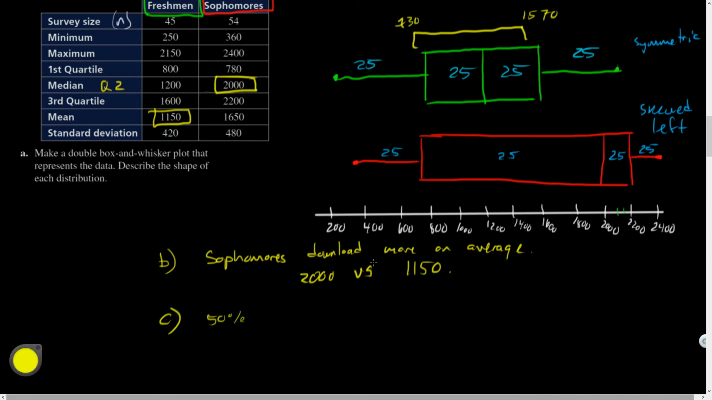So I would expect 50%. What if I asked you, so how many freshmen is that? How many people? Don't give me a percentage. Give me people. What could I do?